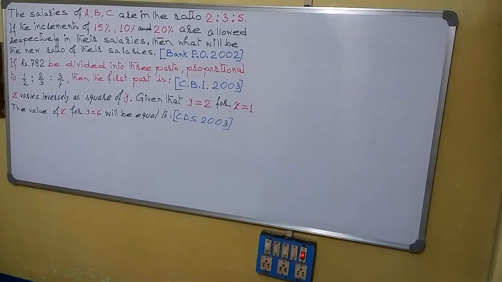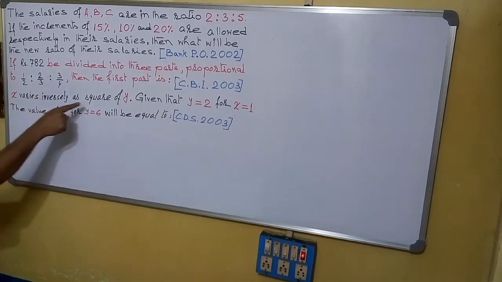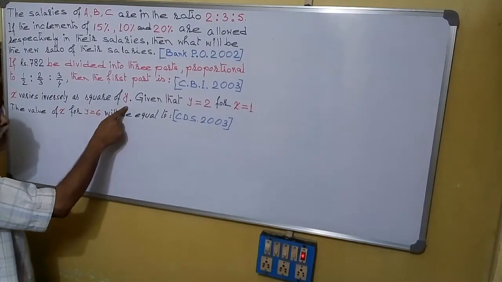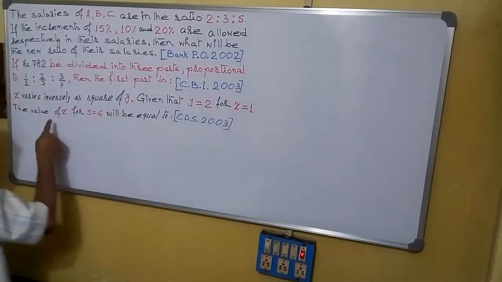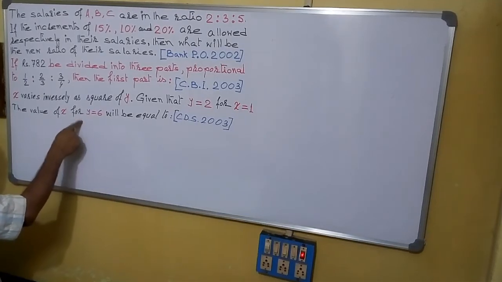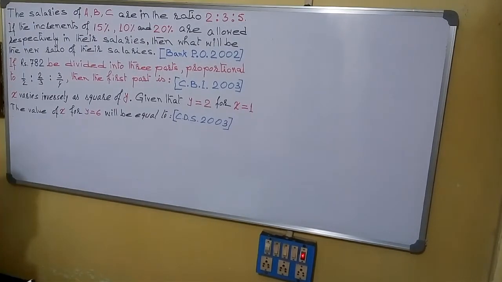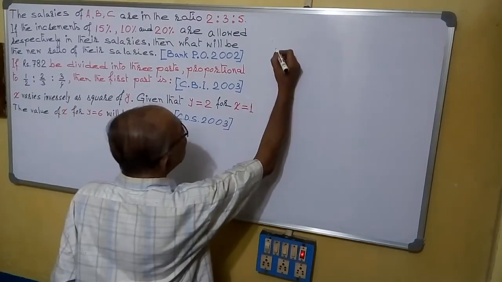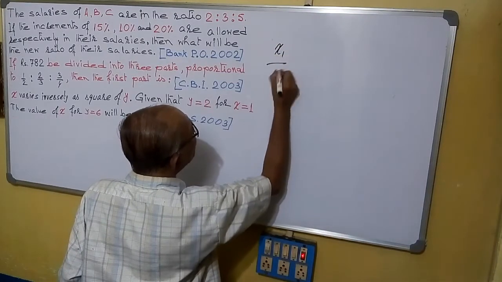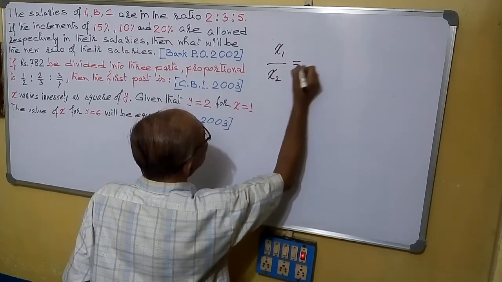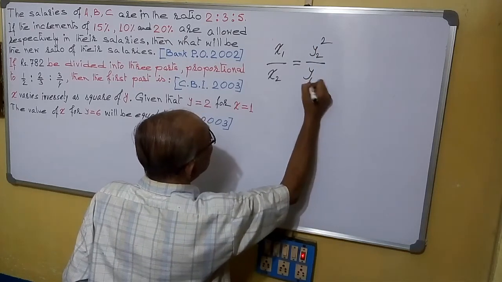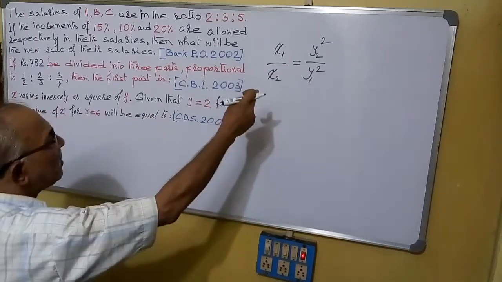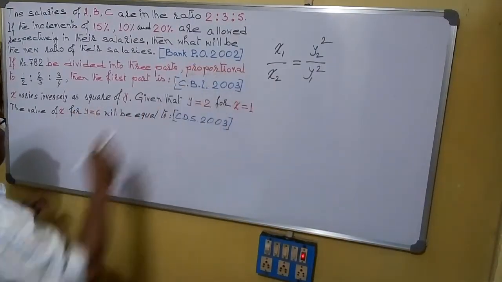Now see, it is given x varies inversely as the square of y. Given that y equals 2 for x equals 1, find the value of x for y equals 6. X varies inversely as the square of y. See the style I am showing. Write x1 by x2 equals inversely, so y2 will go up and y1 will come down. But it is square, that's why square will be there.